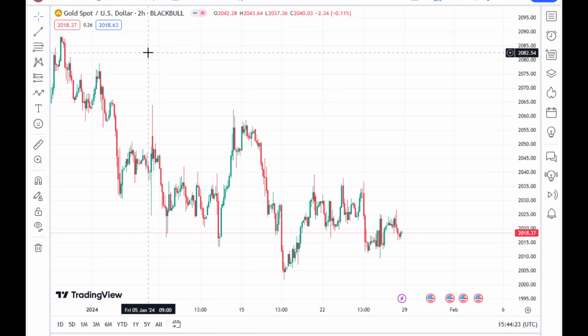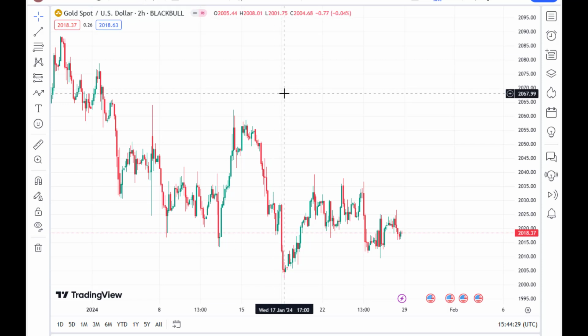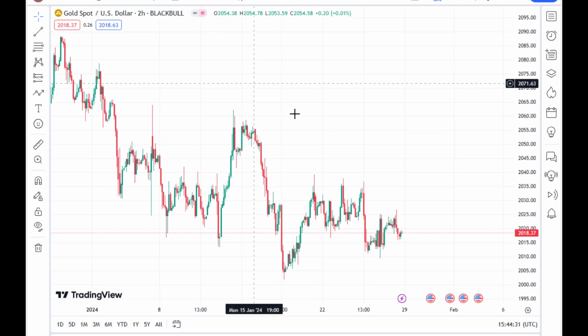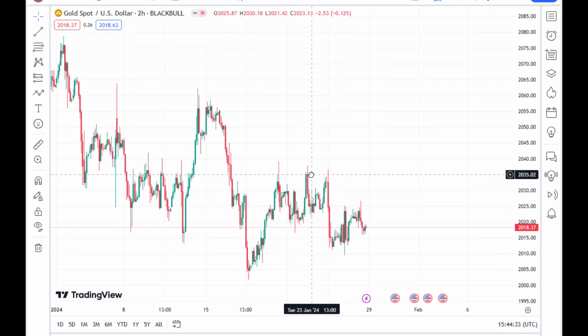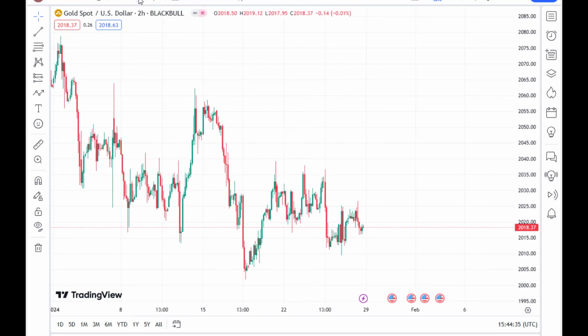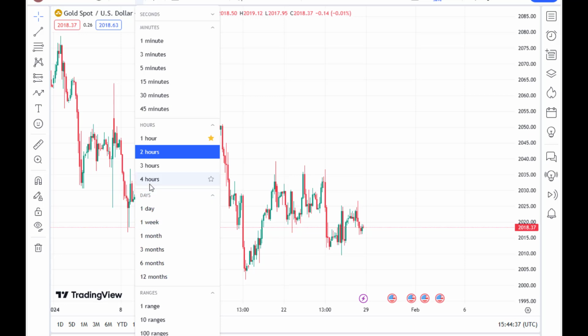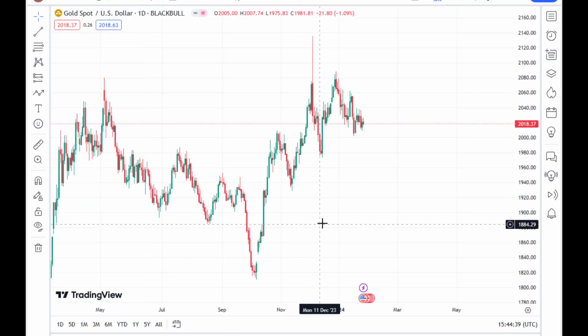To do a top-down analysis, you go to the bigger time frames. It doesn't matter what time frame you are trading in, the information on the bigger time frames is going to help you to know where to take your profit, where to place your stop loss and all of that. So we start from the daily time frame.